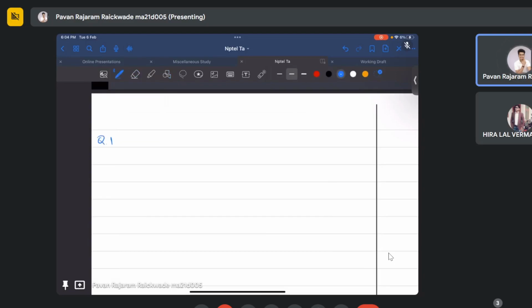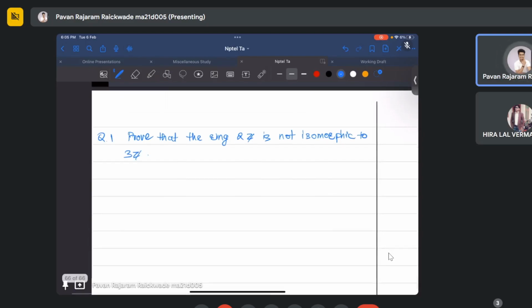Question number one. These questions are about homomorphisms and kernels, ideals, maximal ideals, prime ideals, which are the content of this week. My first question is a basic question. Prove that the ring 2Z is not isomorphic to 3Z. Basically, 2Z and 3Z are not isomorphic rings. How do you answer this question?